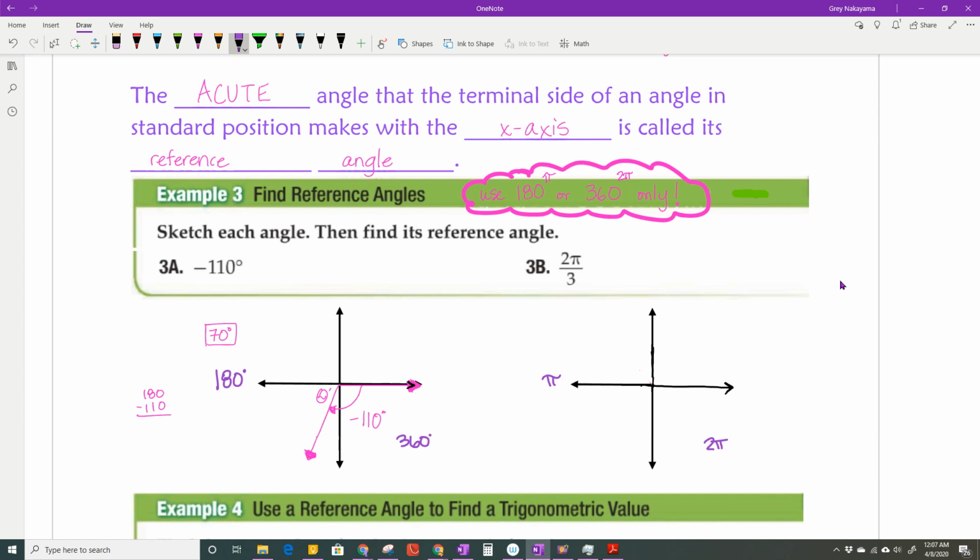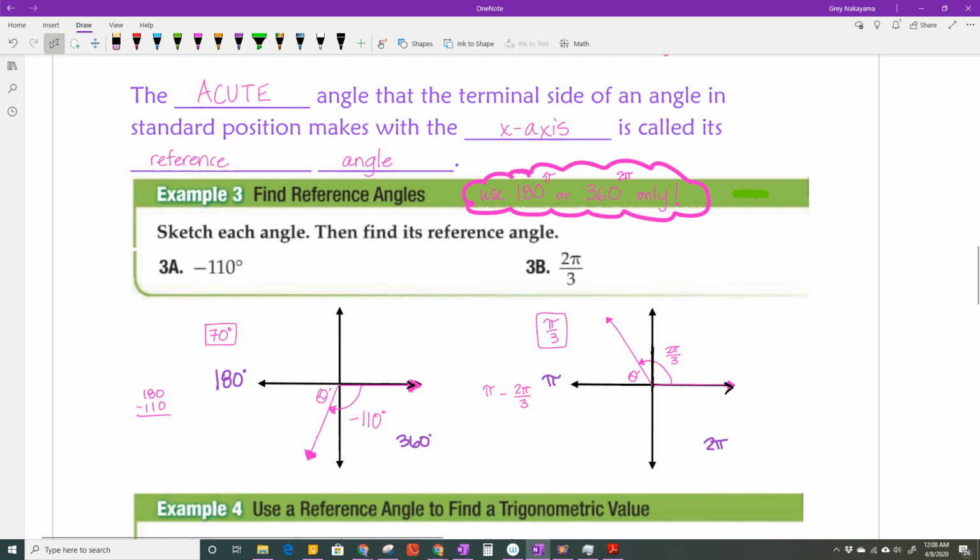Okay, 2 pi over 3. What quadrant is it in? Hope y'all are all telling me that it's in the second quadrant. That is 2 pi over 3. This is my reference angle because that is the acute angle made with the x-axis. So I'm going to use pi and I'm going to subtract 2 pi over 3 from pi. Pi is the same thing as 1, or if you want to use your calculator, you would do 1 minus 2/3 and then put the answer back in your problem. So in this case, my answer is going to be pi over 3.